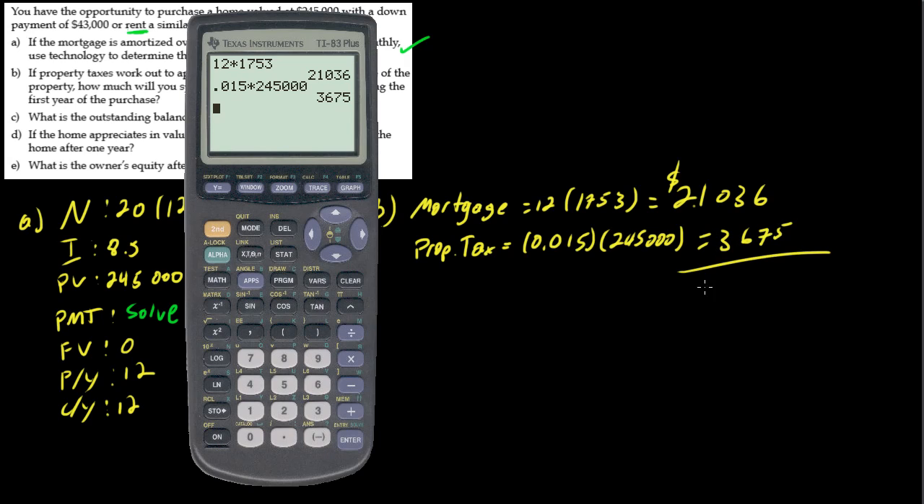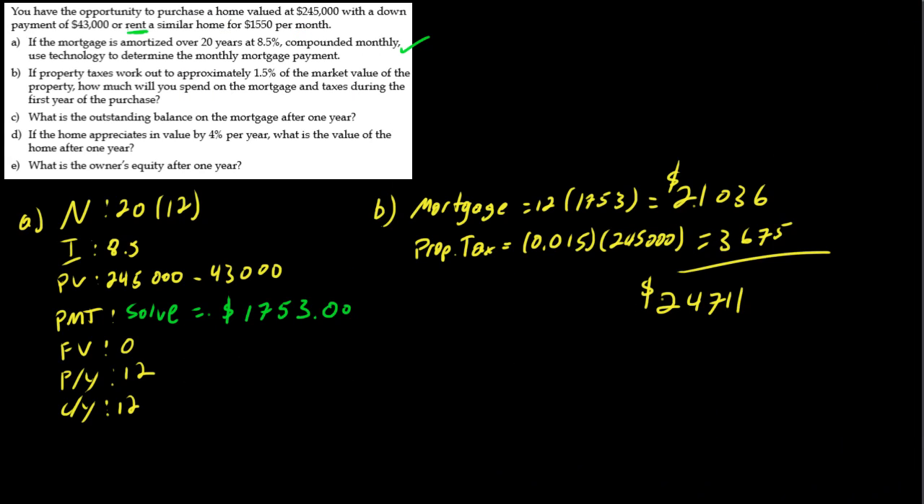So in total, let's add up what it's going to be with mortgage and property taxes. Just for the first year, you're going to be spending $24,711 on mortgage and property taxes. Fair chunk of change. Okay, so we got B as well. Hopefully this shows you a little bit of what it means to own the house: of course mortgages, and of course property taxes after that.